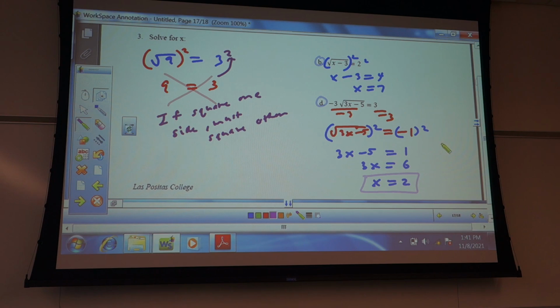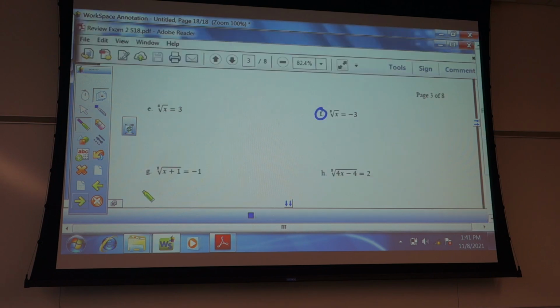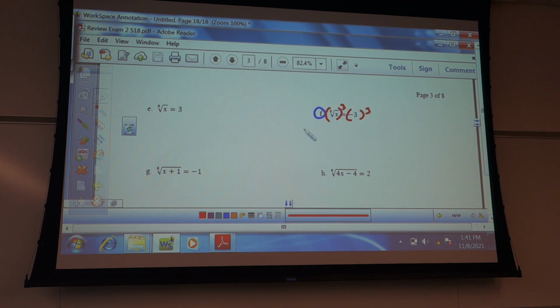Okay, and then we'll do the next one next time. Oh, but I do want to point one thing out on this one. Here, instead of squaring both sides, because it's a cube root, I'm going to cube both sides. The opposite of cube rooting is cubing. So x equals negative 3 to the third power, negative 27. That's actually pretty easy.